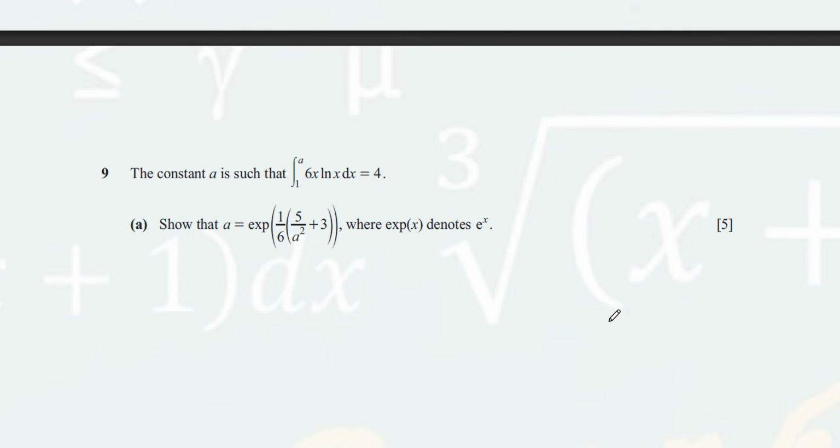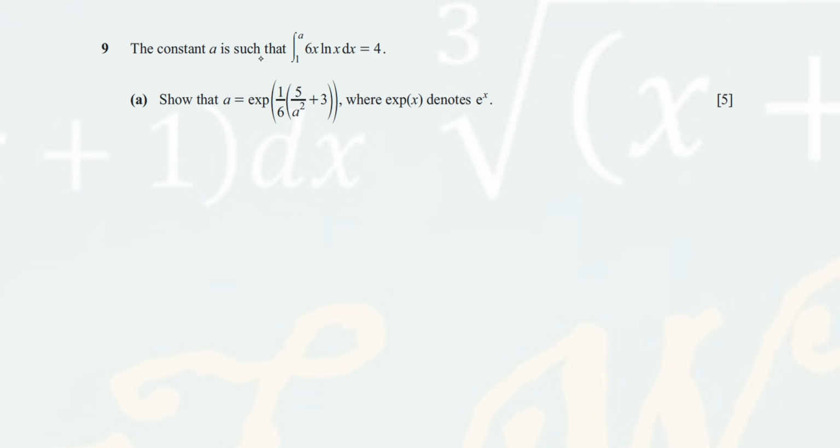Alright, so let's move on to question 9. The constant a is such that the integration of 6x ln x dx with respect to x from x equals 1 to a is 4. So the answer is given. Now show that a equals that expression, which is the exponential form, where exp x denotes e to the x. Okay, so to get this expression, we need to solve the integration. Because your a is the upper limit of the integration.